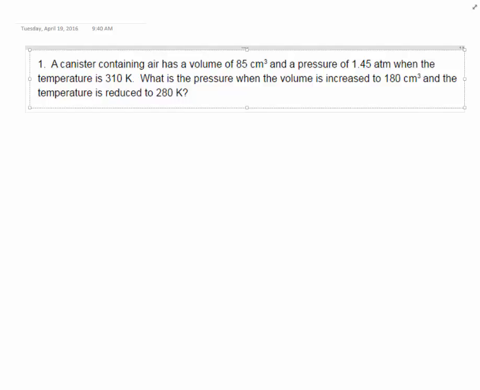Okay, this is Gas Laws Worksheet 1, question 1. As you read the question, a canister containing air has a volume of 85 cubic centimeters and a pressure of 1.45 atmospheres when the temperature is 310 degrees Kelvin. What is the pressure when the volume is increased to 180 cubic centimeters and the temperature is reduced to 280 Kelvin? What you should notice first is that the question is about both volume changing and temperature changing.